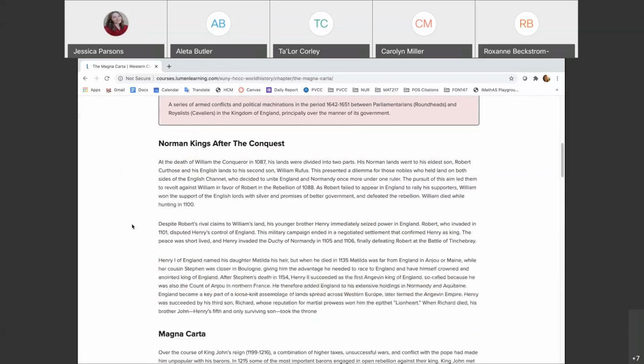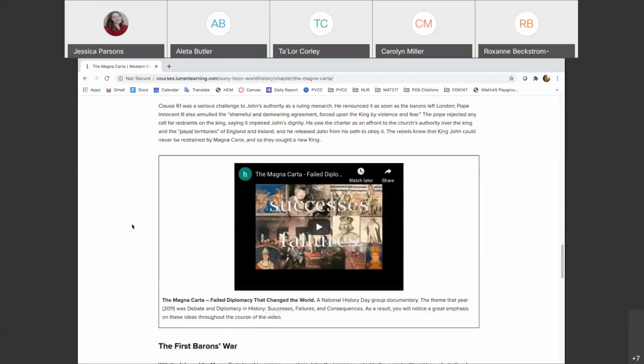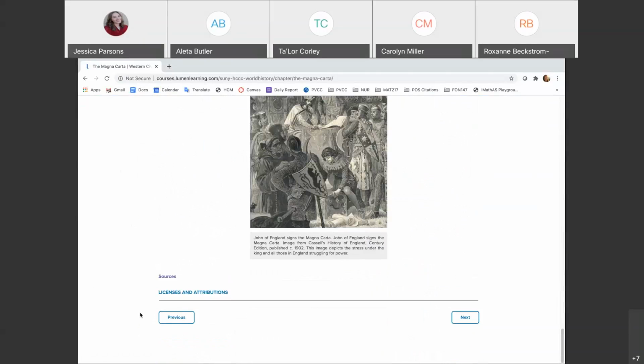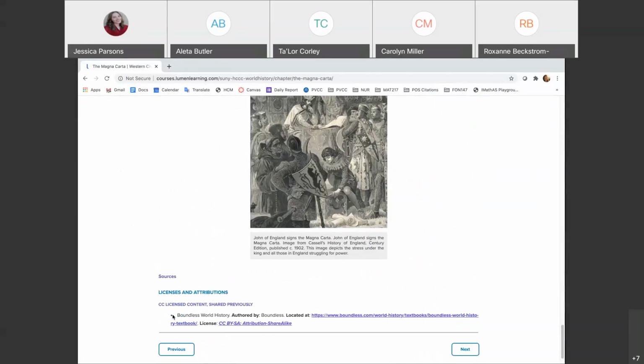So here it looks like we found part of a textbook on the Magna Carta. And what we want to do is find where the license and attributions are. It's down at the bottom usually. And as you can see here, this license is CC BY and share alike. So that would be a great article to use if you're needing to teach about the Magna Carta.